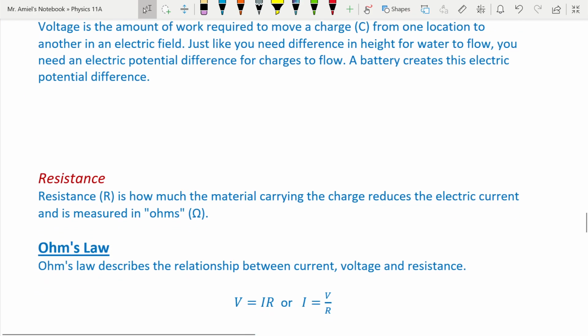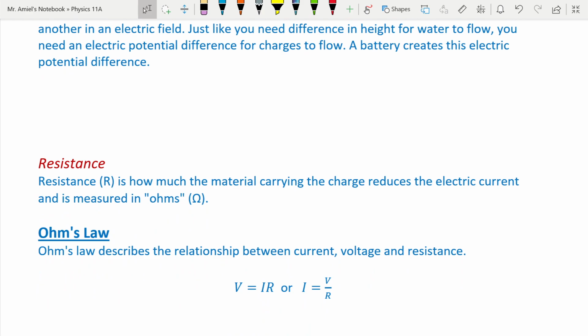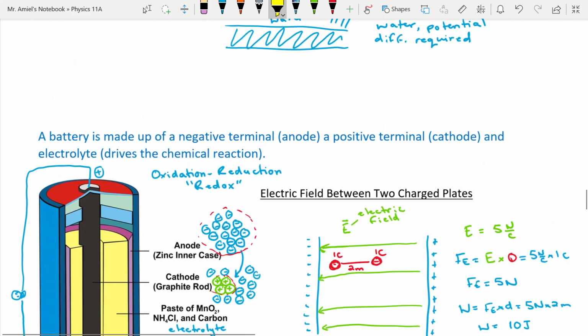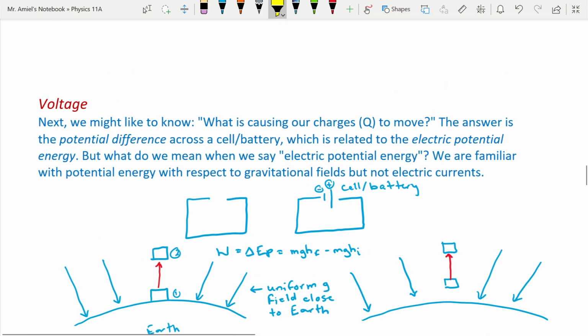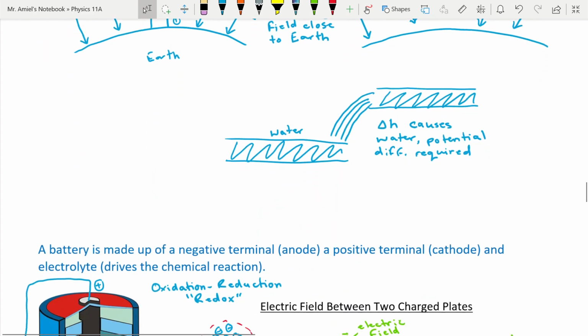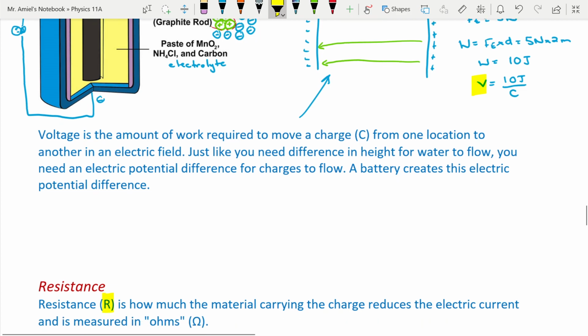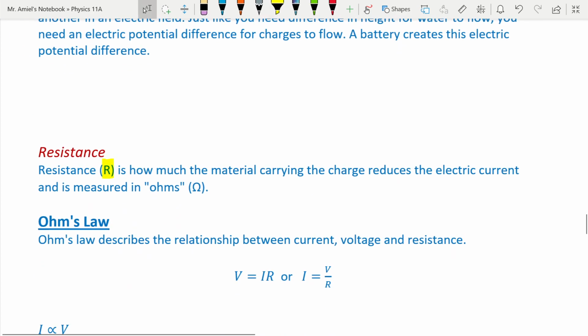We'll finish off by talking about resistance here. So resistance, which is denoted with R, and sorry, did we say voltage is V? Hopefully somewhere. Okay, we'll make sure that we say voltage is V. Okay, and resistance is R. Resistance is just how much the material carrying the charge reduces the electric current, and it is measured in ohms.